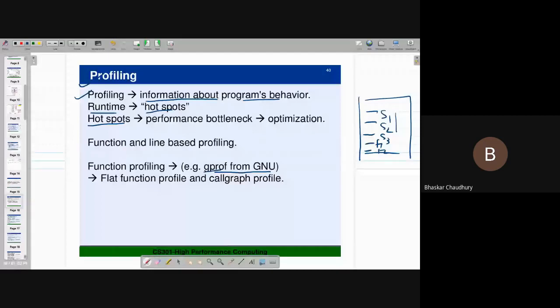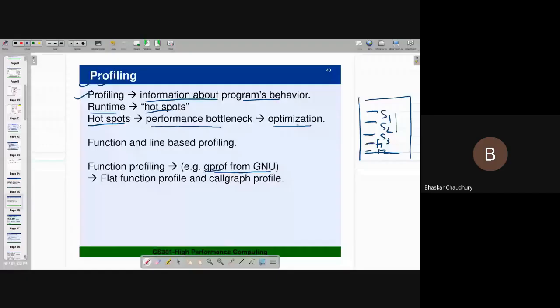So first is identifying hotspots. What helps us in identifying hotspots? A profiler. Once we get these hotspots, these are called performance bottlenecks, and then we can think about optimization. We will learn some of the well-known optimization techniques, that is, if that kind of limitation is present in your code, what techniques are to be used to remove that limitation.